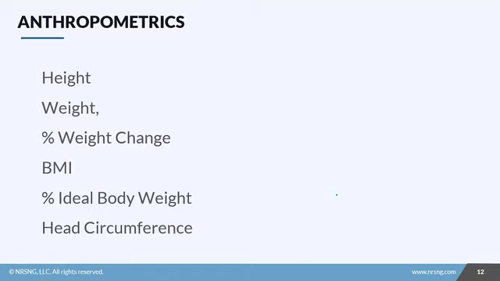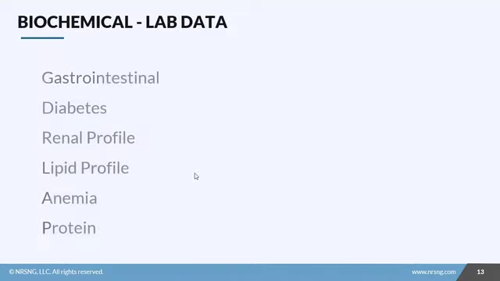BMI is a ratio of height to weight. It's measured in kilograms per meter squared. I'll write that on here. Kilograms per meter squared. And then percent ideal body weight is calculated using height, but amputations can be adjusted for, whereas a tool like BMI doesn't allow for that. Anthropometrics can be very helpful, but don't ever assume that a patient has to be emaciated or severely underweight to be malnourished.